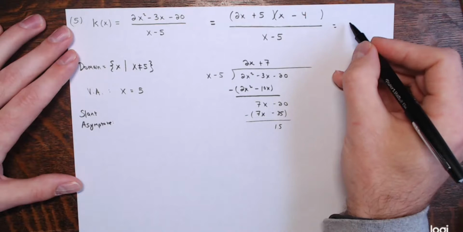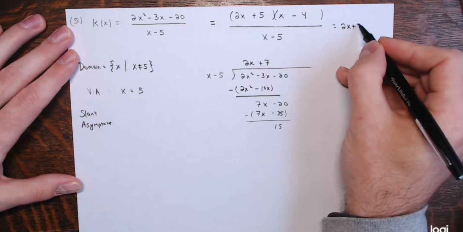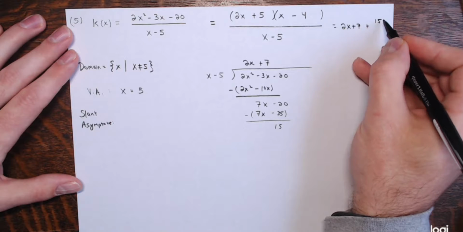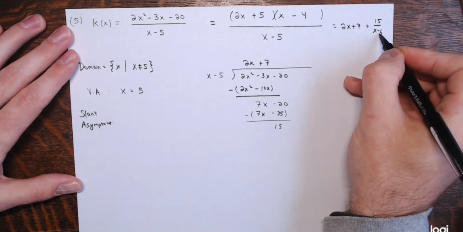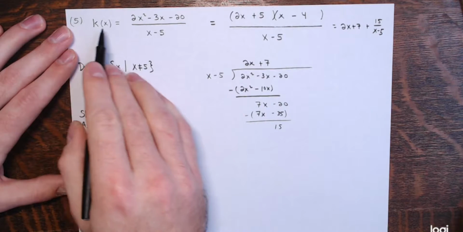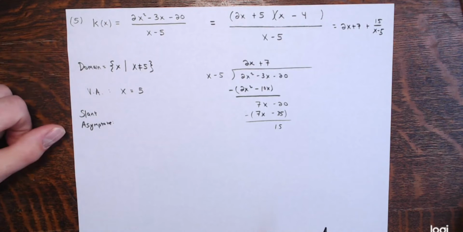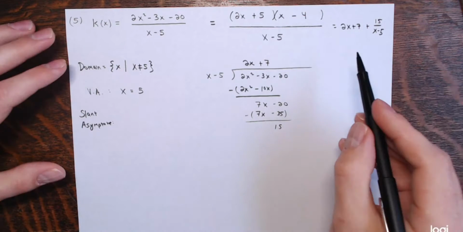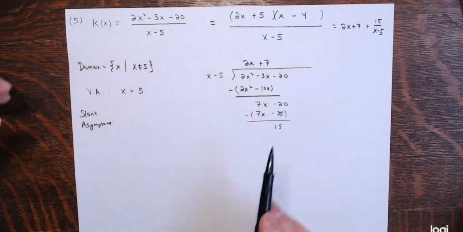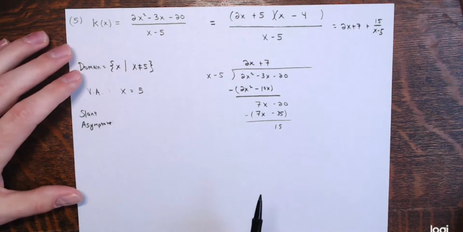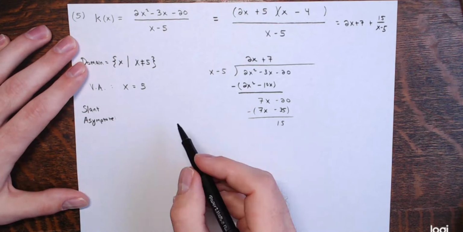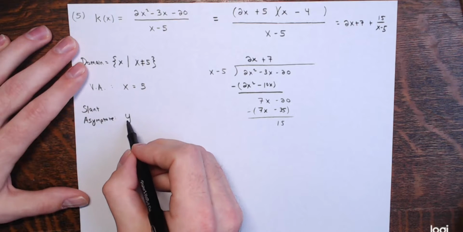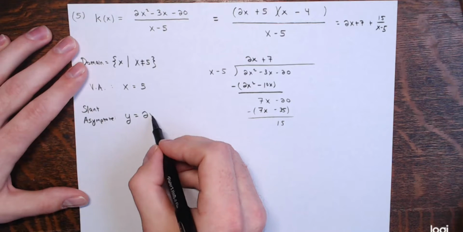All right, so you could also write this as 2x plus 7 plus 15 over x minus 5. You could write it this way as well, right? The k of x. And since the remainder is always going to be 15, the graph of k will never cross the slant asymptote, so that's nice. But the slant asymptote is y equals the quotient, y equals 2x plus 7.